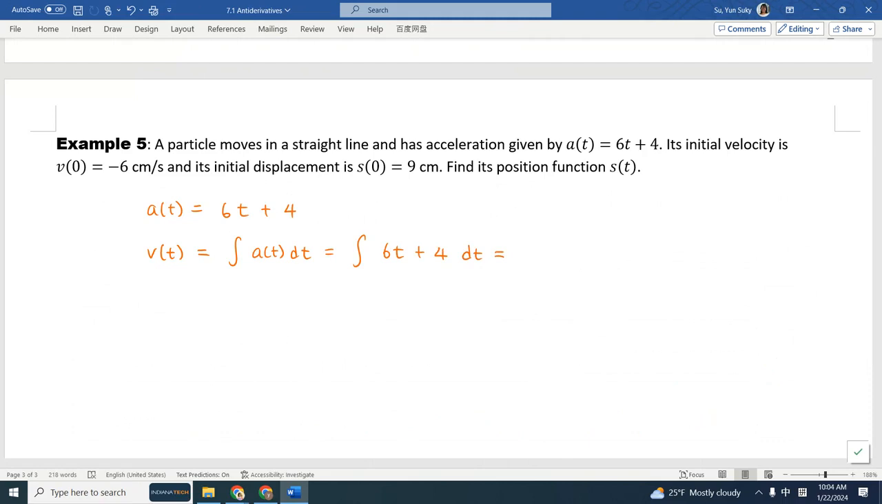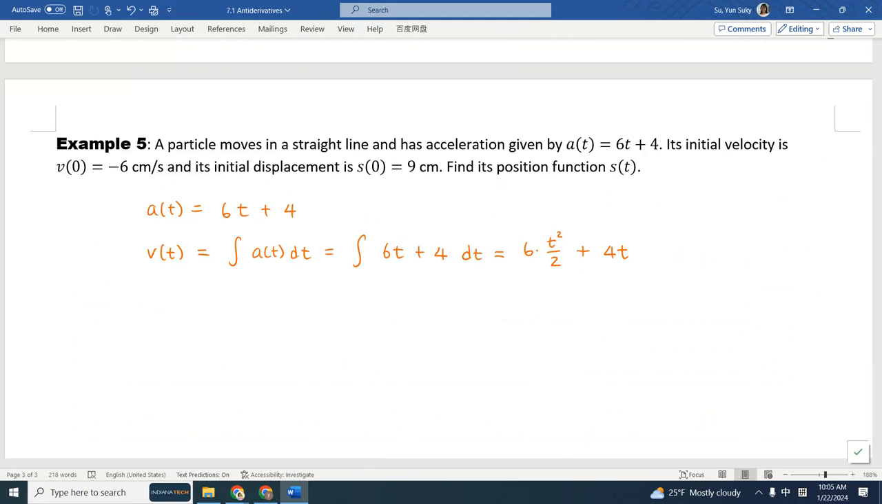What is the integral of 6t? 6 times t squared over 2. And how about the integral of 4? 4 times t. So when we integrate the power function, the power increases by 1. That's why, it's linear, degree 1, it becomes degree 2.